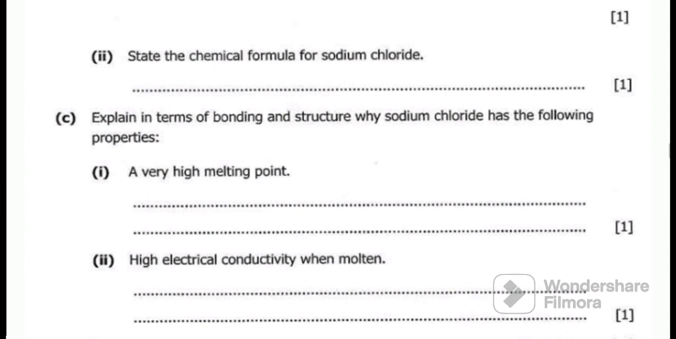2, high electrical conductivity when molten. When something is molten, it is in a porridge form. So when molten, mobile ions are free to move, hence conducting electricity.